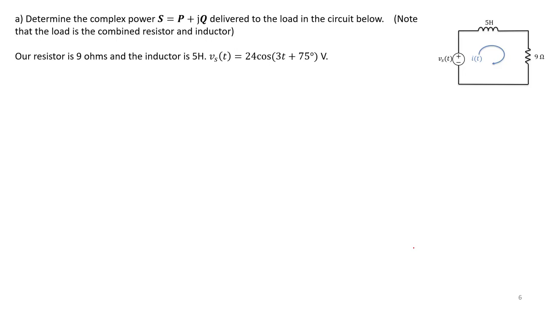So let's go ahead and give this question a try. We're being asked to find the complex power delivered to the load, where the load is our inductor and our resistor. We are also given that our load has a 9 ohm resistor and a 5 Henry inductor, and we know the sinusoid for our source.